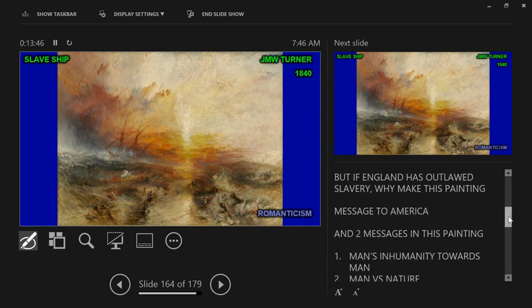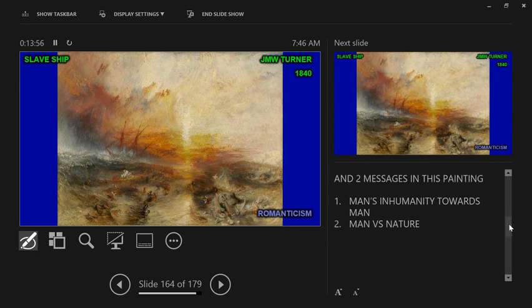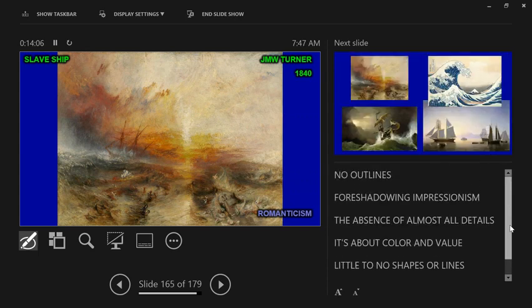So it's not an issue in England. And this is a message to America, because at this time in 1840, slavery is still going on in America. So there are two messages in this painting. It's man's inhumanity towards man, and it's also man versus nature, which is a common theme of Romanticism.